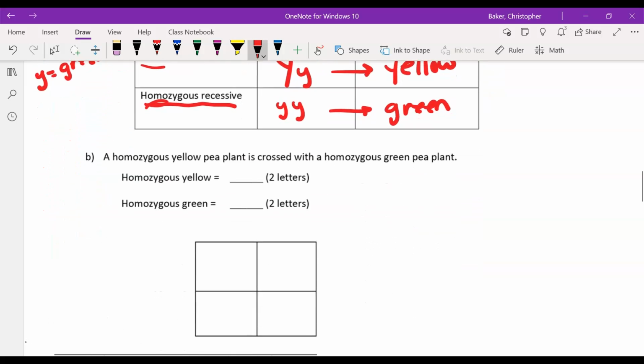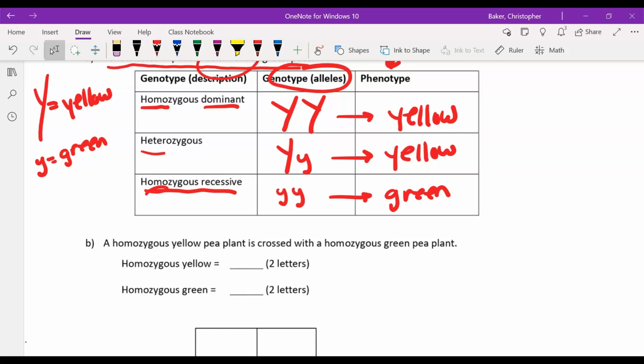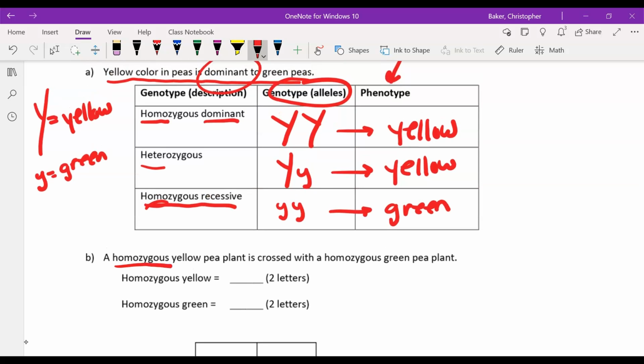Okay, let's do a problem here. A homozygous yellow. Bam! Homozygous.